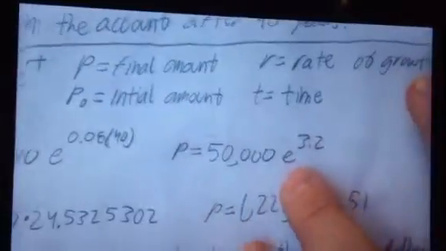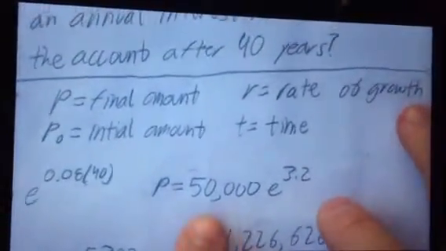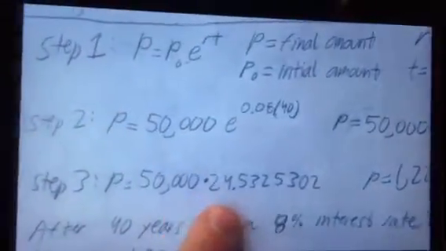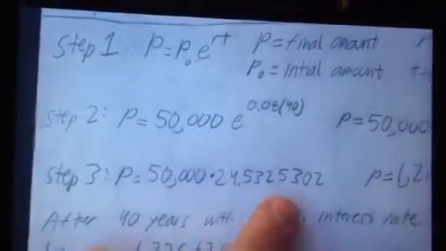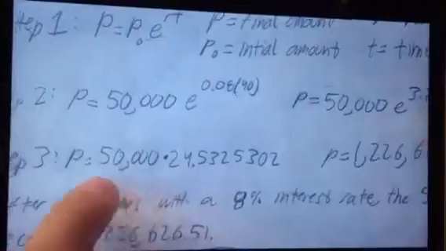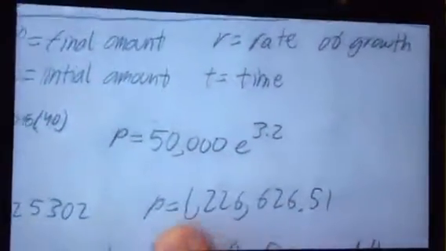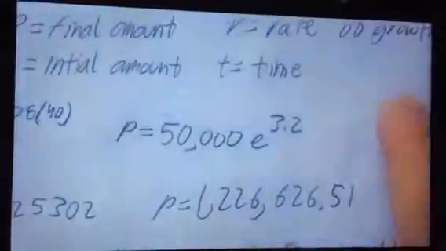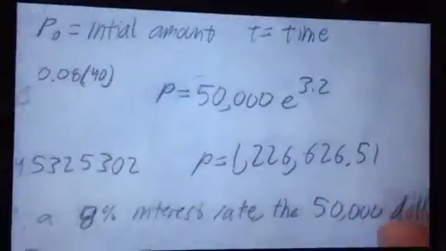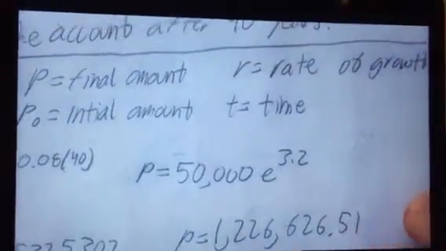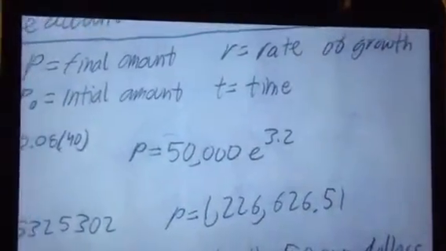After that, we take e to the power of 3.2 and multiply that by 50,000. As you can see here, I have e to the power of 3.2, which is 24.5325302. Multiplied by 50,000. After you multiply that all out, you should get a much larger number, which is 1,226,626.51. You have to remember to always round to the nearest cent so that it is a realistic number, and that is our growth model.